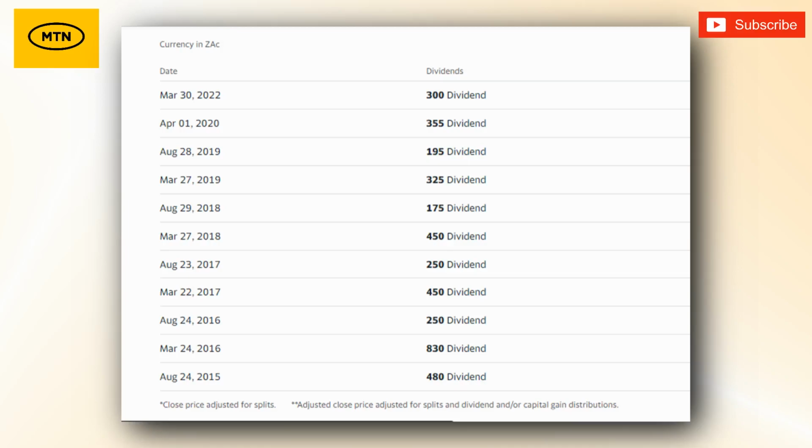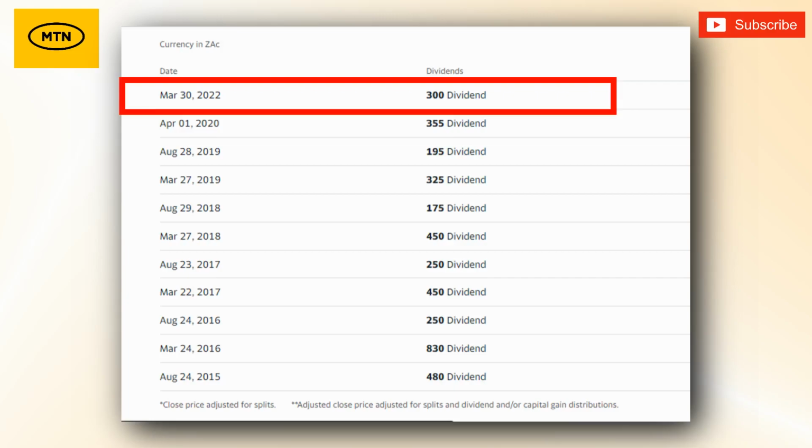Let's look at dividends. MTN Group pays dividends, and its last payment of dividends was in March this year, 2022. The dividends were 300 cents per share, which equates to 3 rands per share. Last year in March, the group suspended dividends to focus on reducing debt, and because of uncertainty around cash upstreaming from Nigeria, the timing of proceeds from its asset realization program, and the impact of COVID-19.